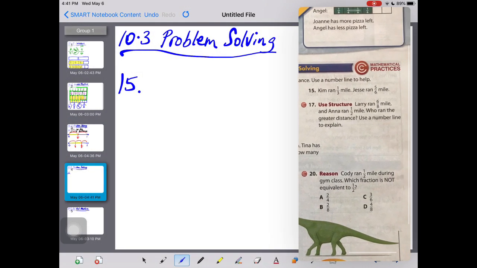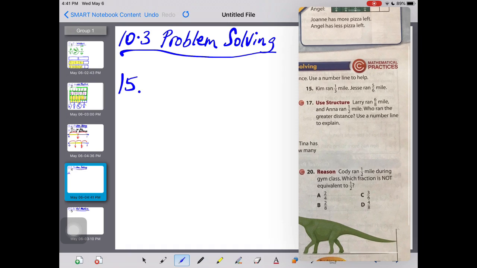Let's do number 15. Let's move this over here. It says Kim ran 1/3 mile. Jesse ran 5/6. So let's do it, guys. I want you to draw two number lines. Make sure they're equal. And divide one up into thirds for the 1/3, and then divide the other one up into, it looks like, sixths. Figure it out for me. Remember, write your answer. So pause this now, do that, and then come on back.